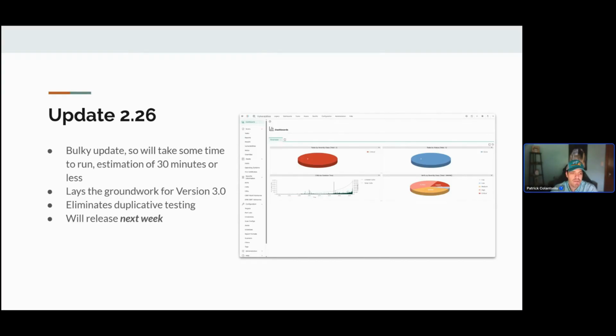So reducing bugs, we don't want any issues with the version 3 launch. So that is 226, last version 2 update, I promise. And so that's what we're handling with that. It will be out sometime next week. We're just wrapping that up now.